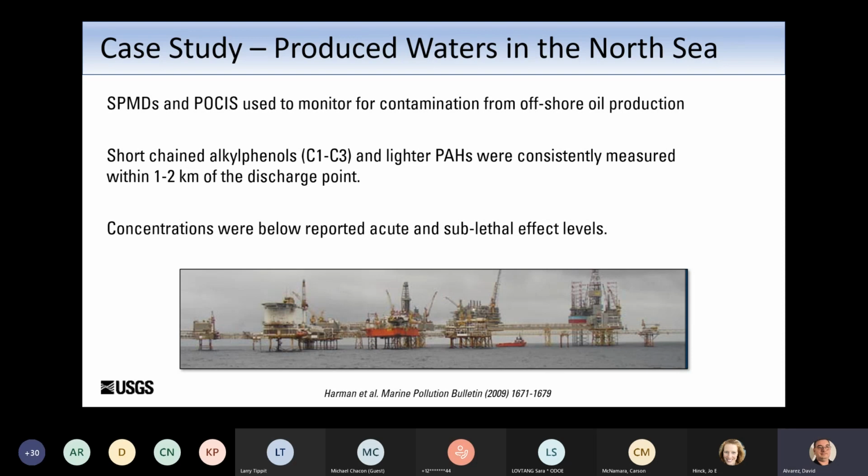Short chain alkyl phenols and lighter PAHs, typically the alkylated naphthalenes, phenanthrenes, and dibenzothiophenes, were consistently measured within 1 to 2 kilometers of the discharge point. While the concentrations measured were typically less than 50 nanograms per liter, which was orders of magnitude lower than levels reported to give acute or sublethal effects, there is always a potential for long-term consequences, which are currently unknown.